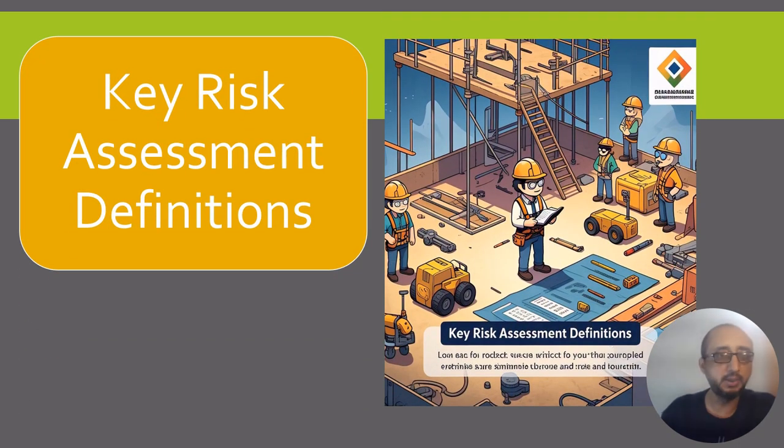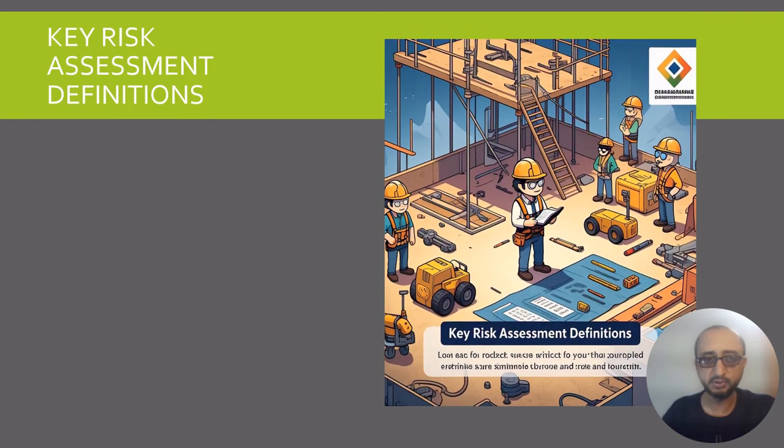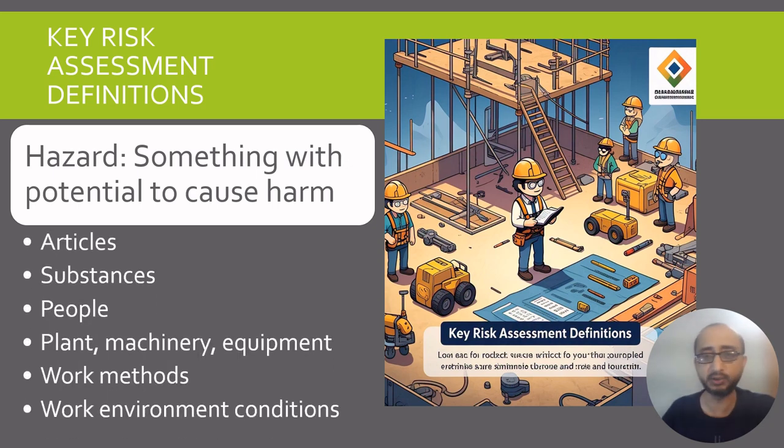Now let's look into some key risk assessment definitions and define the key terminologies. The first definition is hazard: something with potential to cause harm. Any source of potential harm is called a hazard. They may be the articles you are preparing, your product, substances you are dealing with, people involved with your business. Then plant, machinery, equipment are a potential source of harm. Then work methods may be incorrect or unsafe. Then work environment conditions like air quality, temperature, very cold or very hot. So anything that can cause harm is called a hazard.